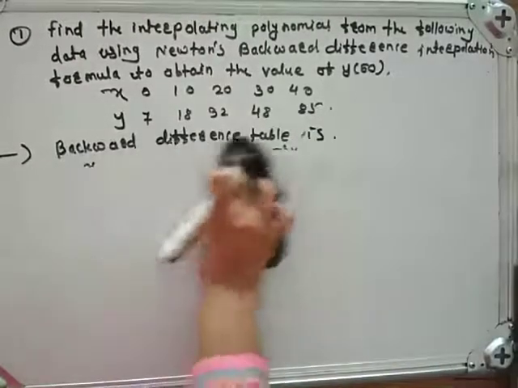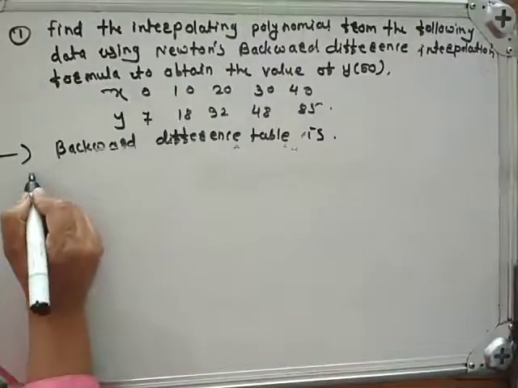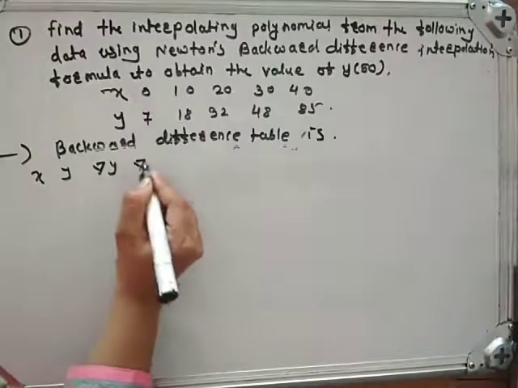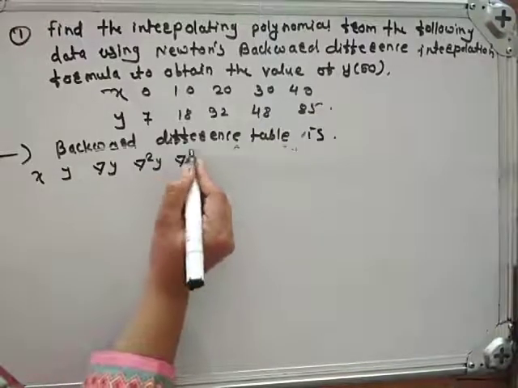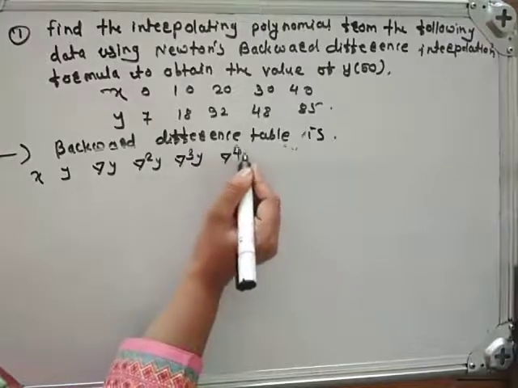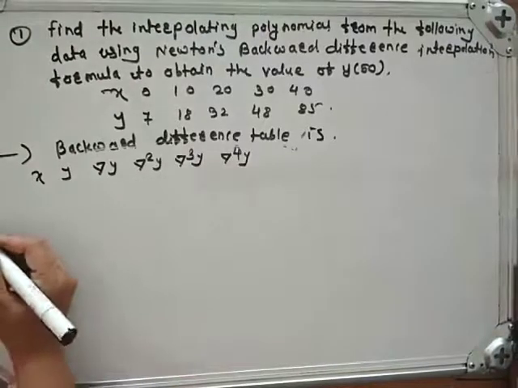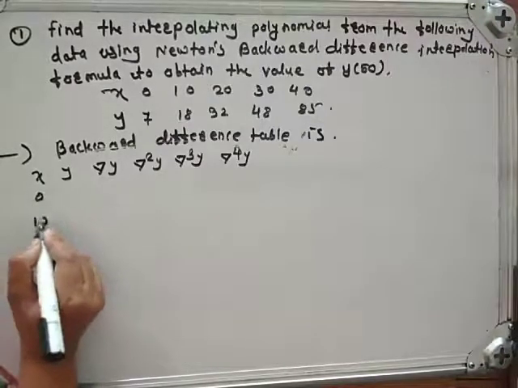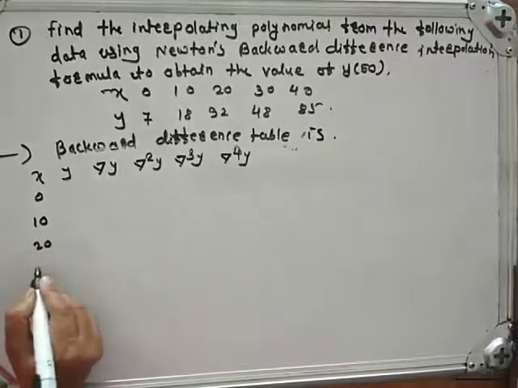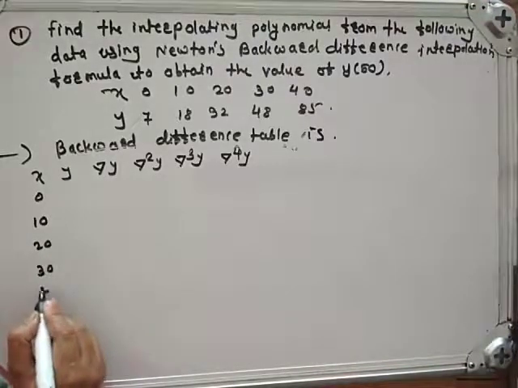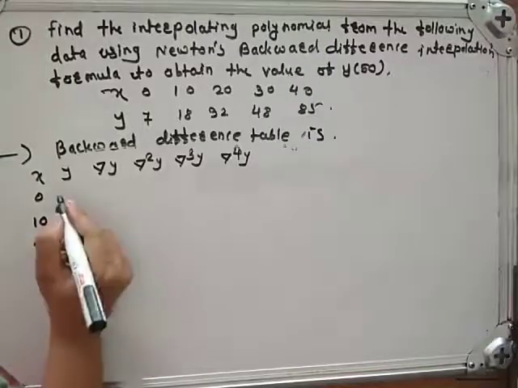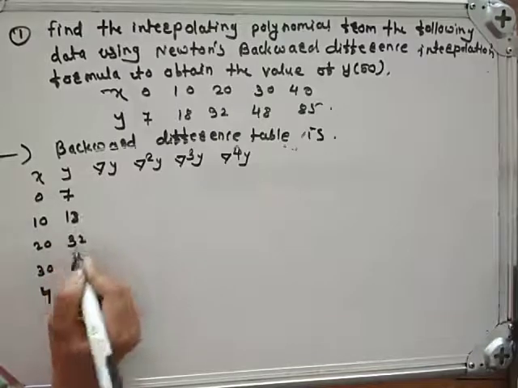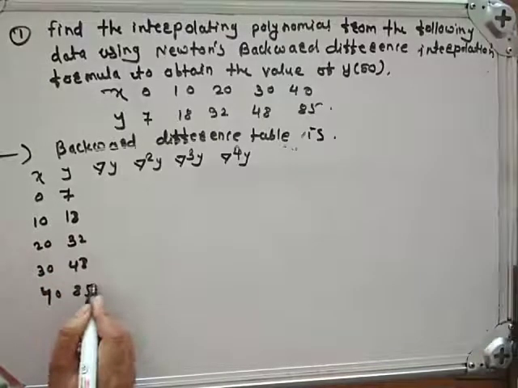I will write here x, y, del y, del square y, del cube y, and del raised to 4. See here, x is 0, 10, 20, 30, and this is 40. Okay, what are the values? 7, 18, 32, 48, 85.